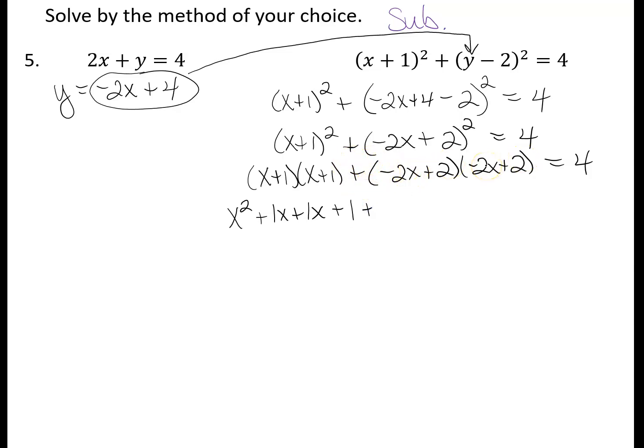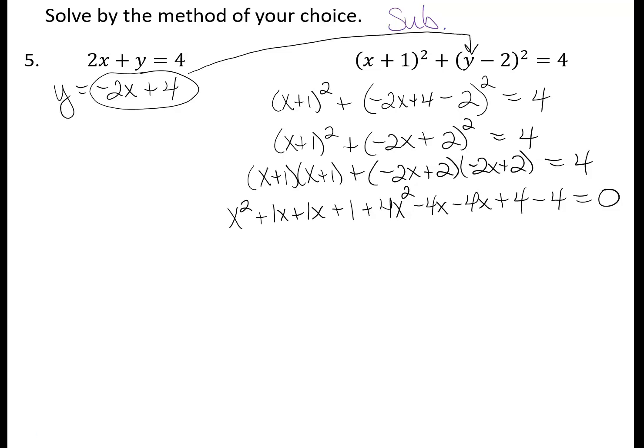Negative 2x times negative 2x is 4x squared. Outside negative 4x, inside negative 4x, last positive 4. And I'm going to go ahead and subtract the 4 that's on the right so that we have all this equal to 0, since it's a quadratic equation.